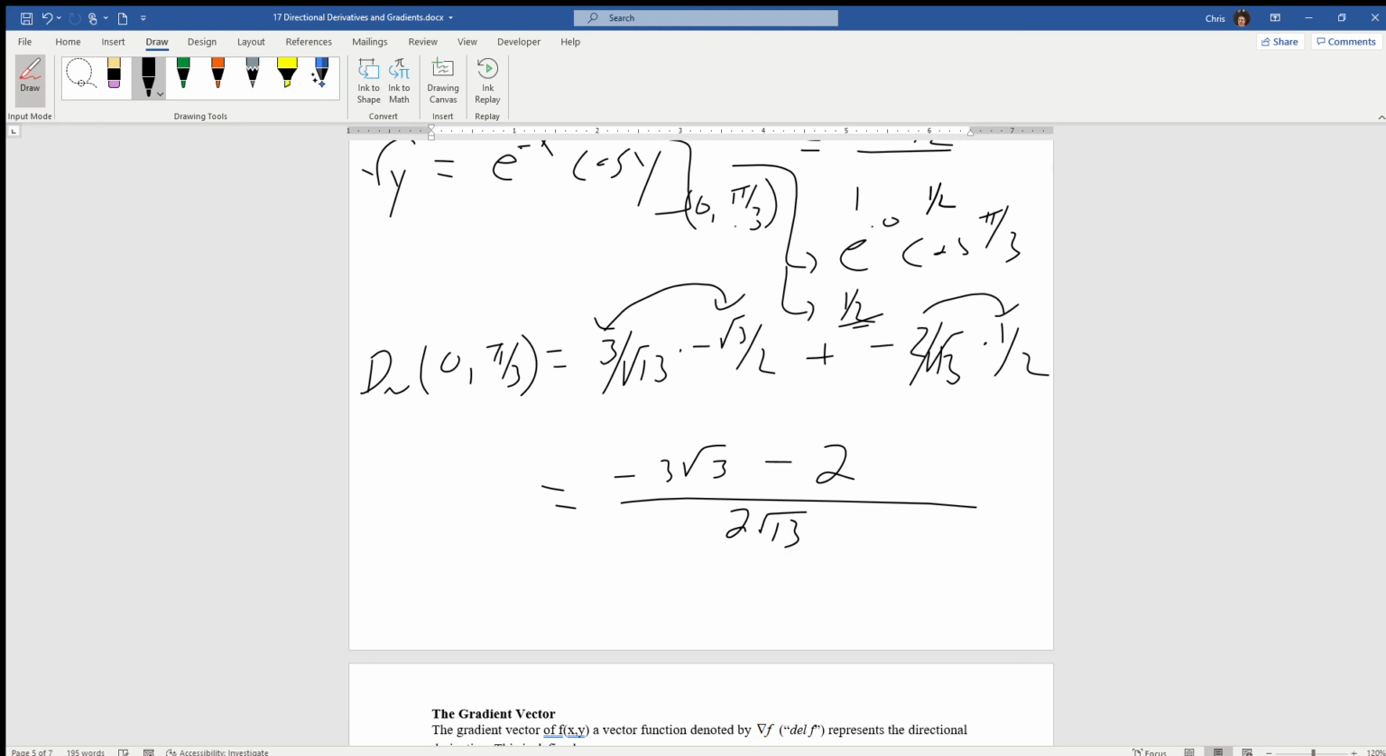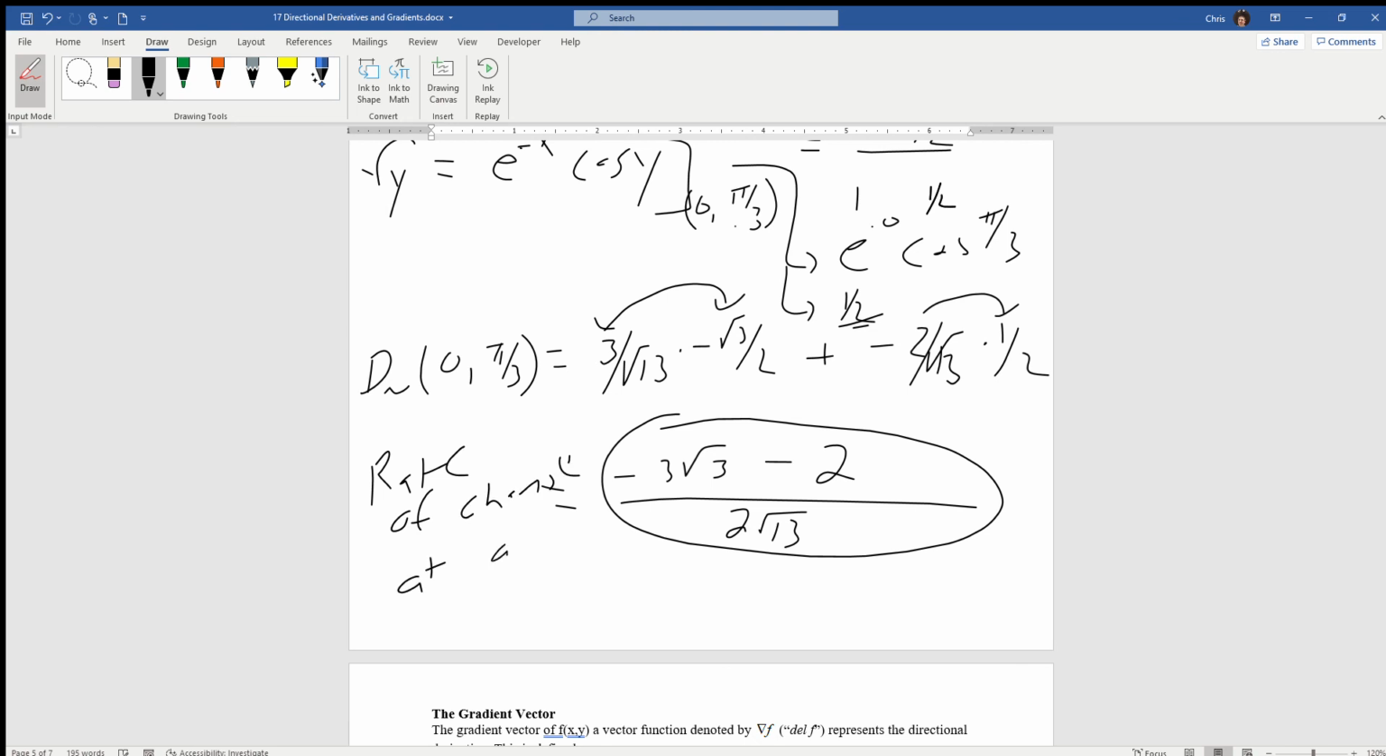We could just leave it like that. If you wanted to rationalize it, you can. If you want to factor out the negative, you can. But this is probably a good enough answer for us. Okay, so hopefully this illustrates how to finish up finding directional derivatives. And again, remember, this is just a rate of change at a point in a specific direction. The direction can either be in the direction of a vector, or it can be in the direction of an angle, as we saw earlier.